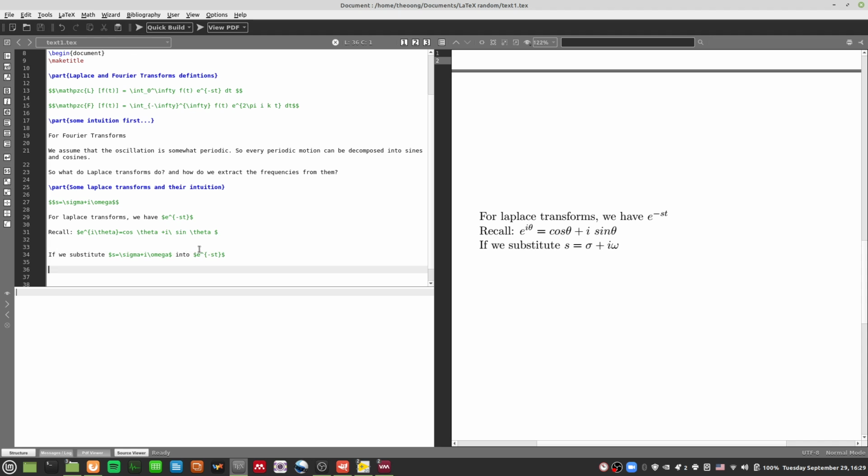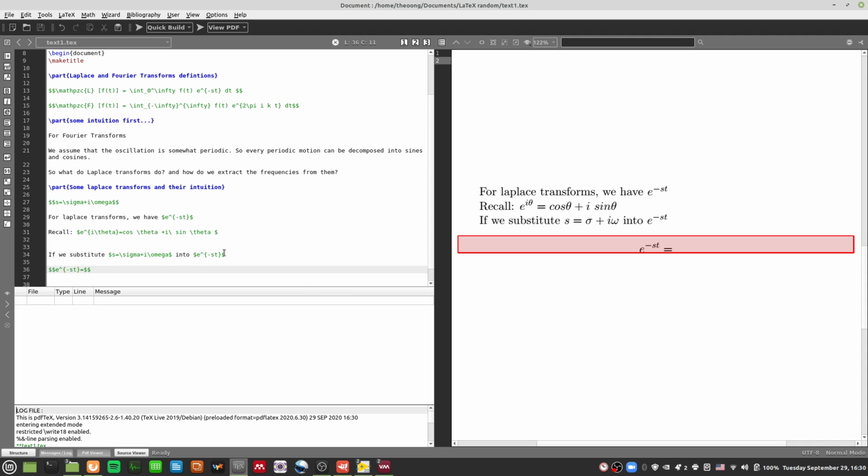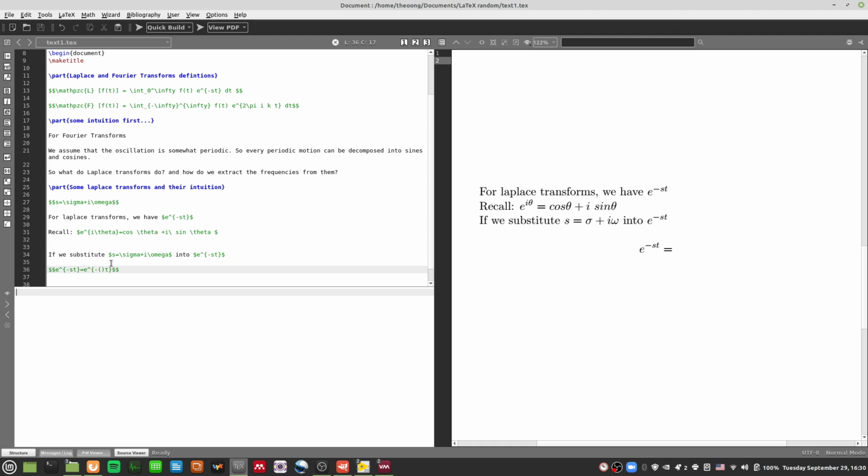Okay, what do we get here? So we can get, let me draw this. Okay, e to the minus st equals e to the minus st. So we just substitute the whole thing in there, and this is what we will get.